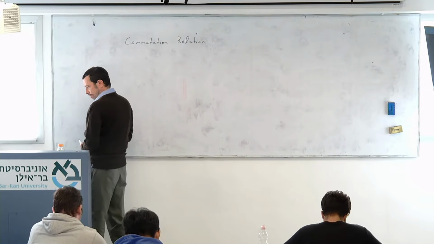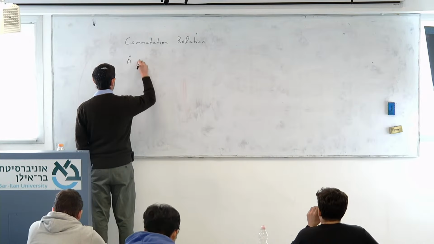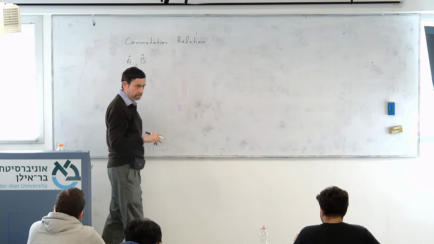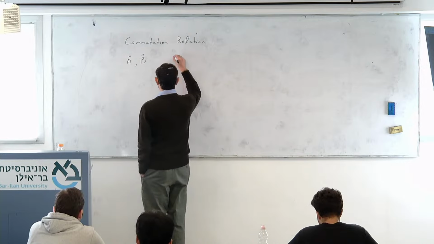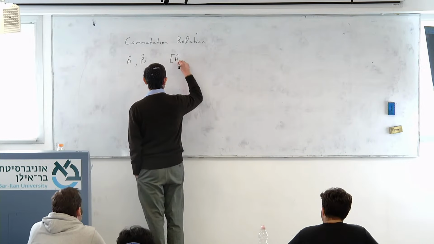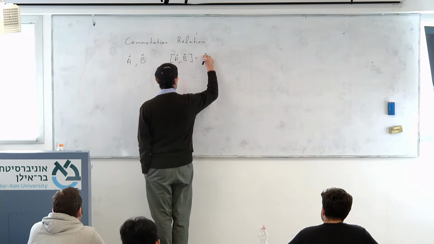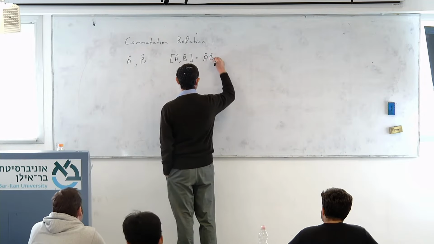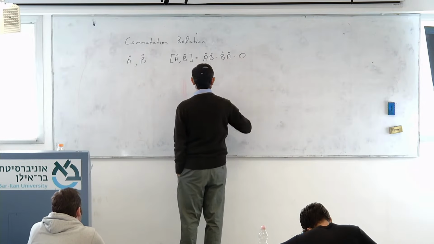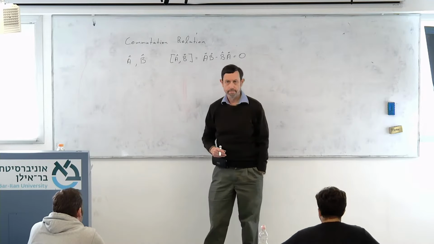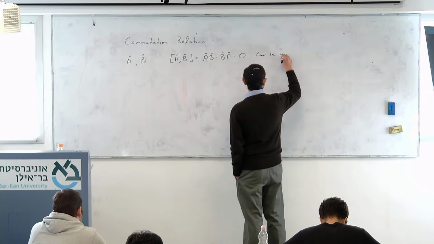So, if I have two operators A and B, my statement is: if the commutation relation between A and B, which is defined, is equal to 0, then they can be measured.